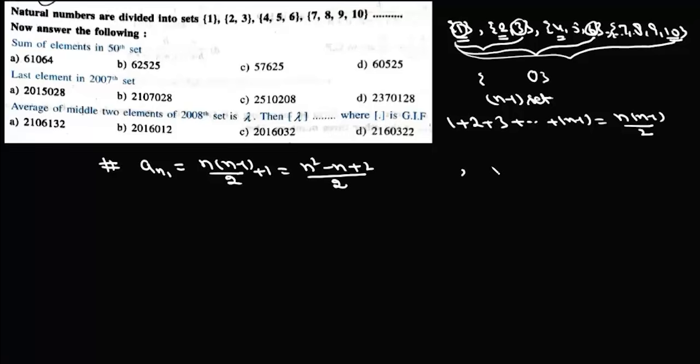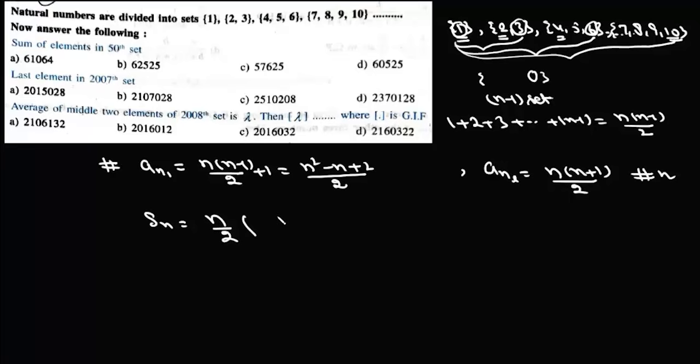And the last element in this set, which is the nth element, will be n(n+1)/2, and the number of elements will be simply n. That gives the sum of elements in any set. First we need to find the sum of elements in any set. So the sum of elements in this nth set will be simply n/2 times (a + l).